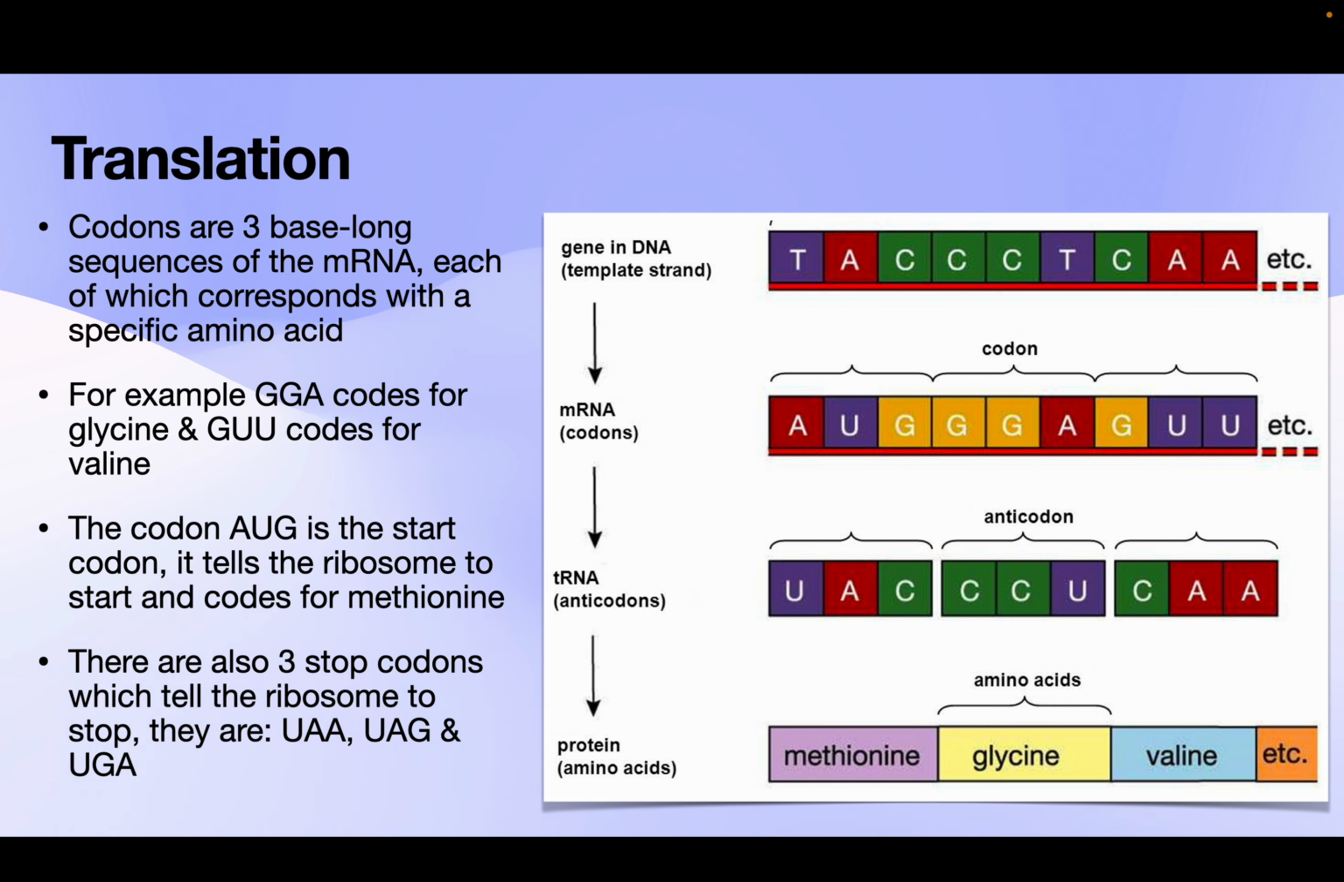There are also 3 stop codons, and they tell the ribosome to stop doing translation, to stop matching up amino acids with mRNA codons. They are UAA, UAG, and UGA. There are 3 stop codons, and they say, okay, we're done. The entire gene has been translated, time to stop.